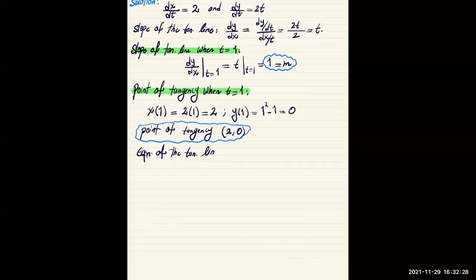You can use any form of the equation. I can use point-slope form, y minus y1 equal to m times x minus x1. This is all calculus 1. y here is 0, so y minus 0 is equal to m, which is 1, times x minus 2. So the slope-intercept form of the tangent line is y equal to x minus 2.